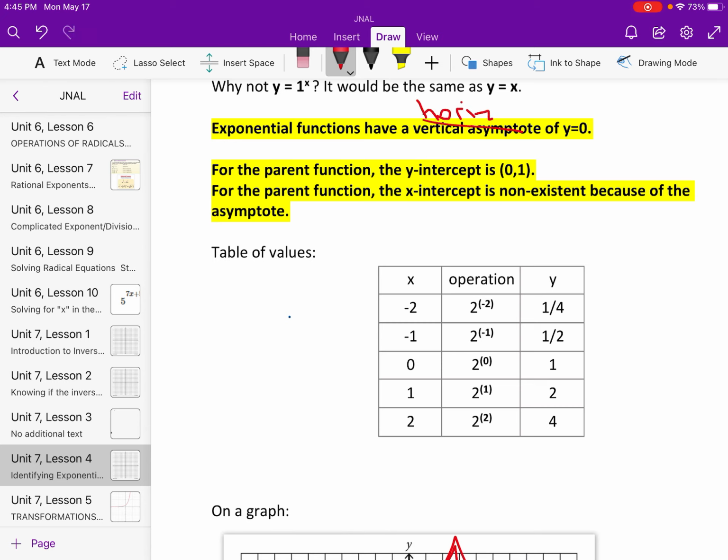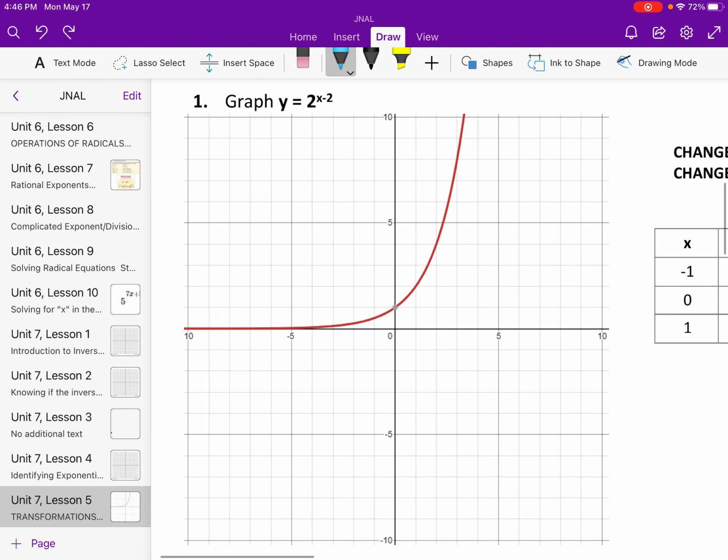So let's see what this looks like on the graph. We have 4 different things to do. What's in red is just what the original function is, so I'm going to make this not red so we don't get confused. So let's see what we do. Here we have y equals 2 to the x minus 2 power. So what's the difference? We know the original is this. So what changed was the minus 2.